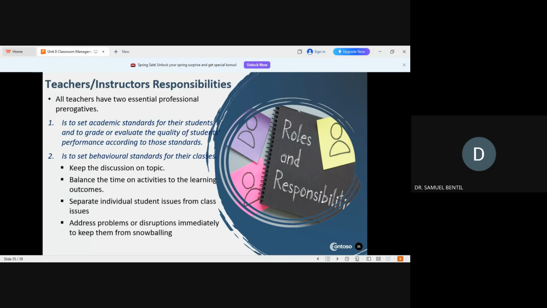Now, teachers' and instructors' responsibility. We are saying that teachers, you have two essential professional prerogatives in the classroom. One is to set academic standards for your students and to grade or evaluate them according to those standards. So the question is, what kind of academic standard are you setting for your students?